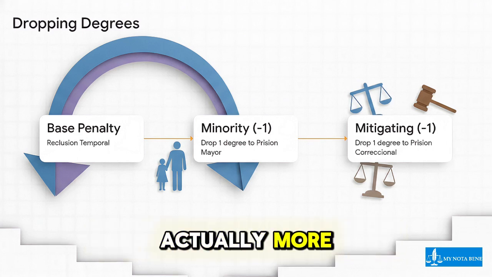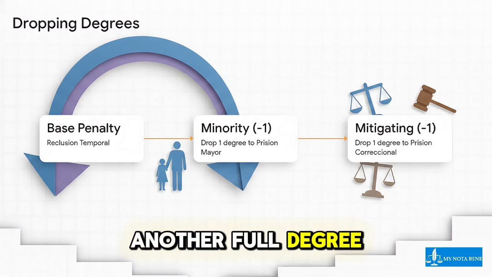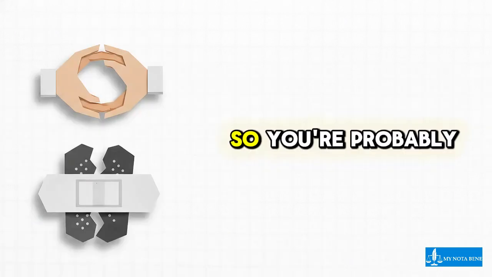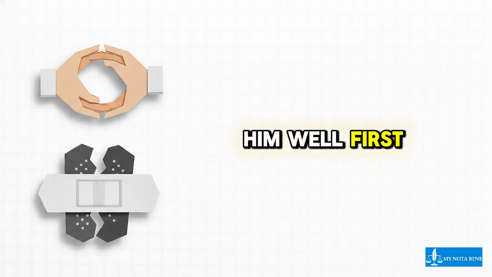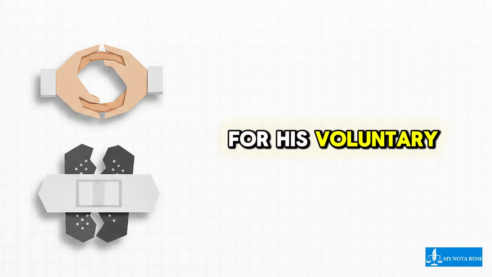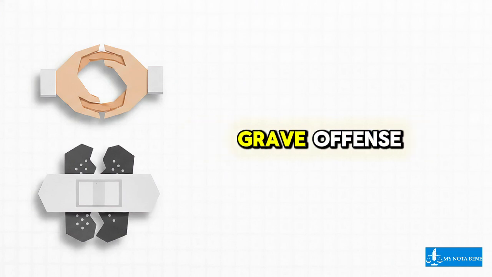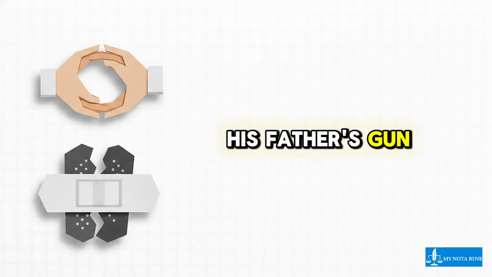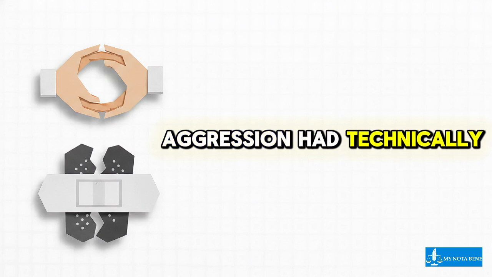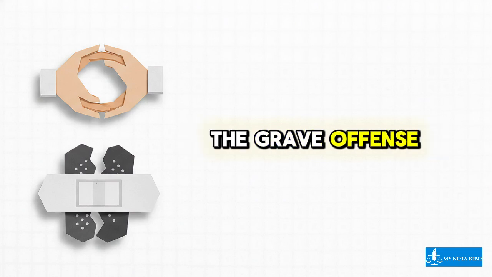But wait, there's actually more. He also had 2 ordinary mitigating circumstances, which, when combined without any aggravating circumstances, drop the penalty another full degree, down to prisión correccional. So, you're probably wondering, what were those 2 ordinary mitigating circumstances that totally saved him? Well, first, the Supreme Court credited David for his voluntary surrender to the authorities. Second, they credited him for acting in the immediate vindication of a grave offense. The record showed the victims had literally just mauled and beaten him up right before he went to get his father's gun. Now, the court ruled the unlawful aggression had technically ceased, meaning it wasn't valid self-defense, but he still got this massive mitigating credit for the grave offense committed against him.